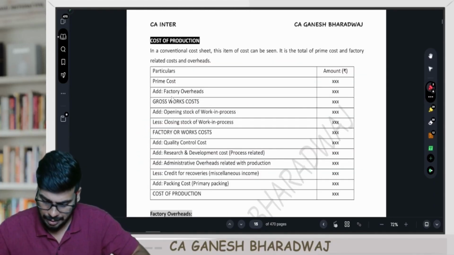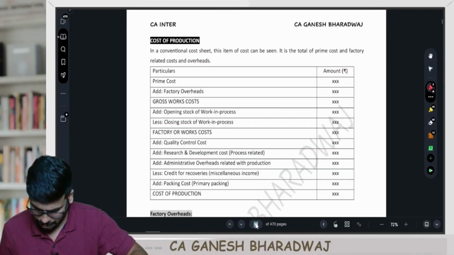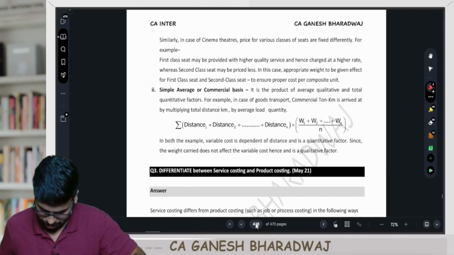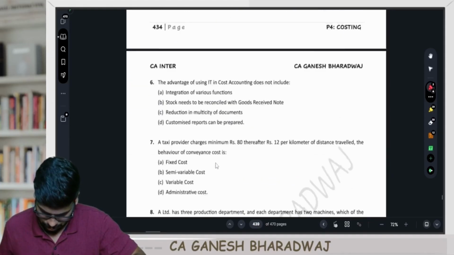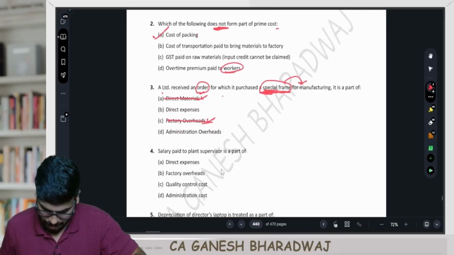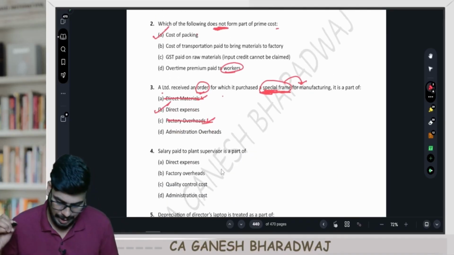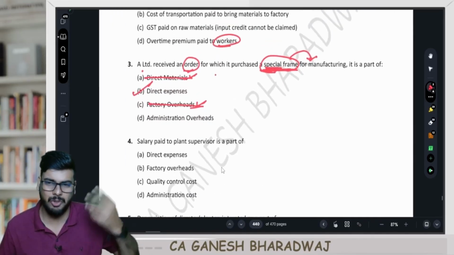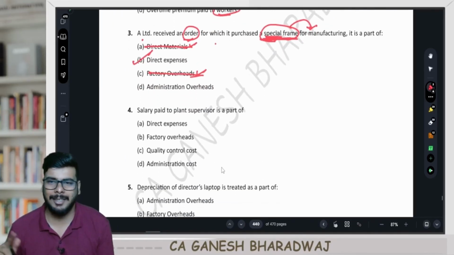Right? Fine. Now, what's the page number? 436. So it's going to be direct expenses. Clear with this, guys? Then, salary paid to plant supervisor. Don't even look at the options. You know, plant supervisor. Direct or indirect?